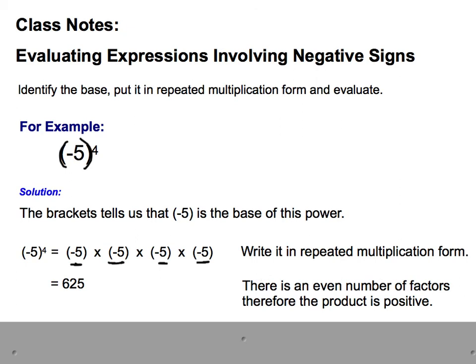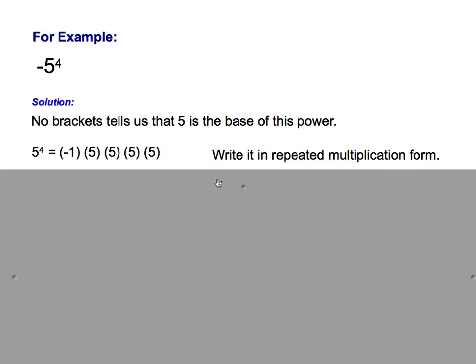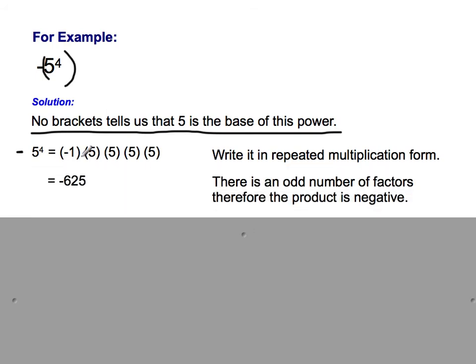Now, what happens if I don't have brackets around the negative? Well, this is written so that the negative is not part of the base. So no bracket tells us that 5 is the base of this power, not the negative. So I have to put the negative out in front. If you wanted to write it out that way, that's fine. Okay? Some students do that. So what they're saying is I'm going to take 5, multiply it by itself 4 times, and then I have to deal with that negative out in front. If you want to put a -1 in there, that's also fine.